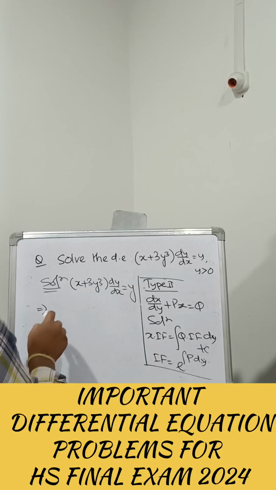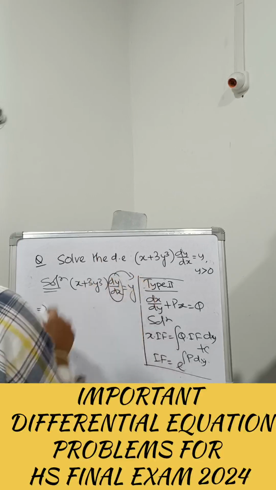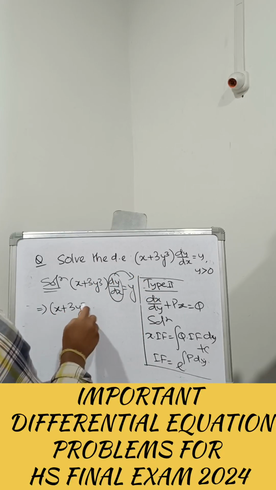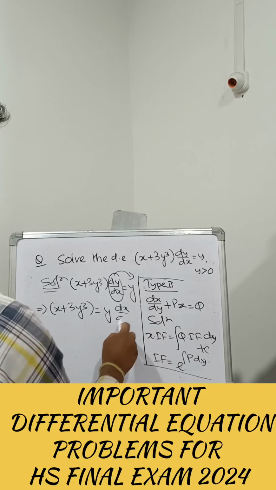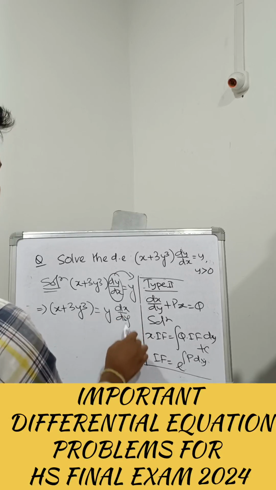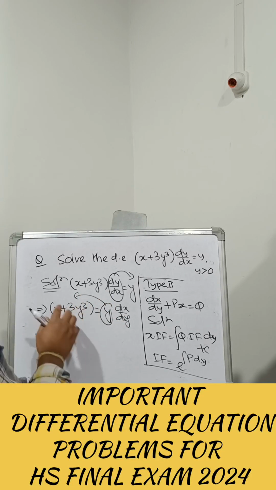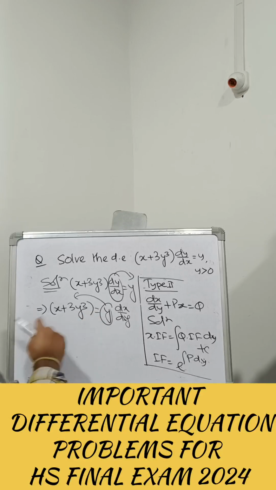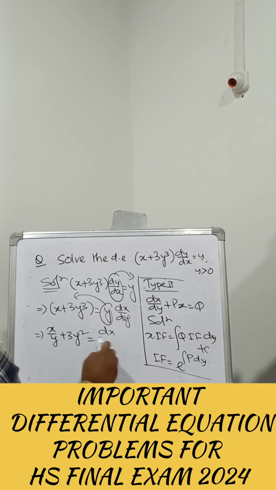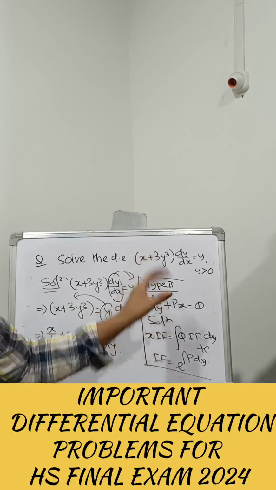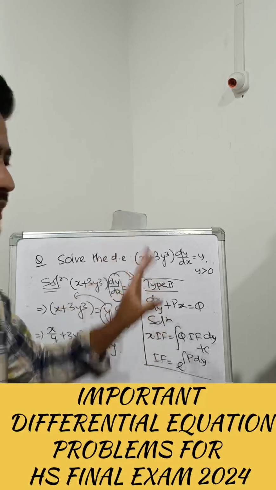Now we are going to shift this term to the right hand side. By doing so, what do we have? x plus 3y cube equal to y into dx by dy. Again, we are going to shift y to the left hand side, that is, divide both sides by y. By doing so, what do we have? x by y plus 3y square equal to dx by dy. Why are we doing this? Because we need to convert this equation to one of the particular types of linear differential equation.